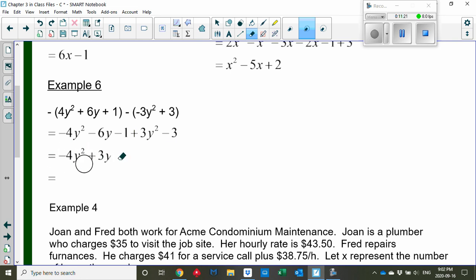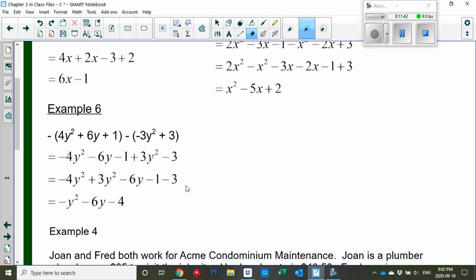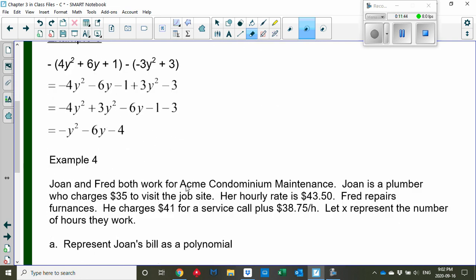I put the y squareds first. I then put the negative 6y, and I put the negative 3 and the negative 1. So negative 4 plus 3 is a negative y squared, negative 1y squared, or just negative y squared. This is a term all by itself, so negative 6y. And this is negative 1 take away 3, or negative 4. Okay, so hopefully you understood those.